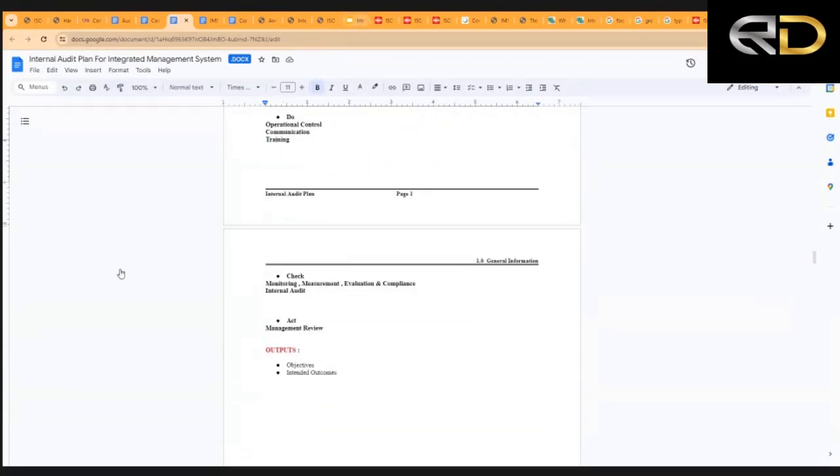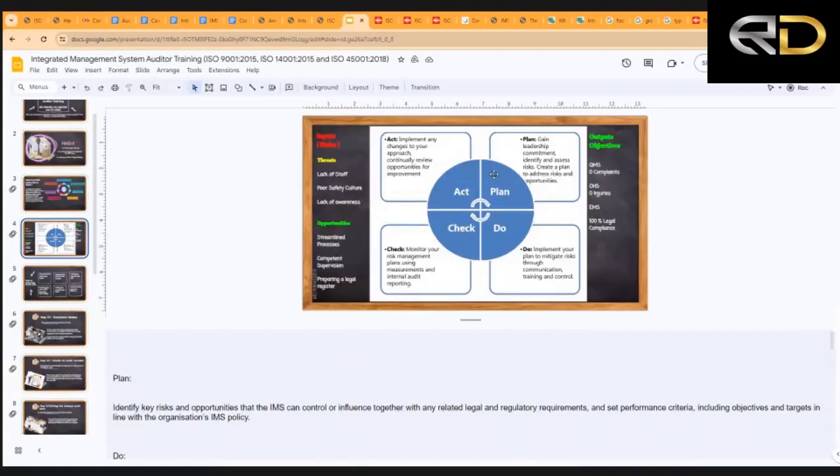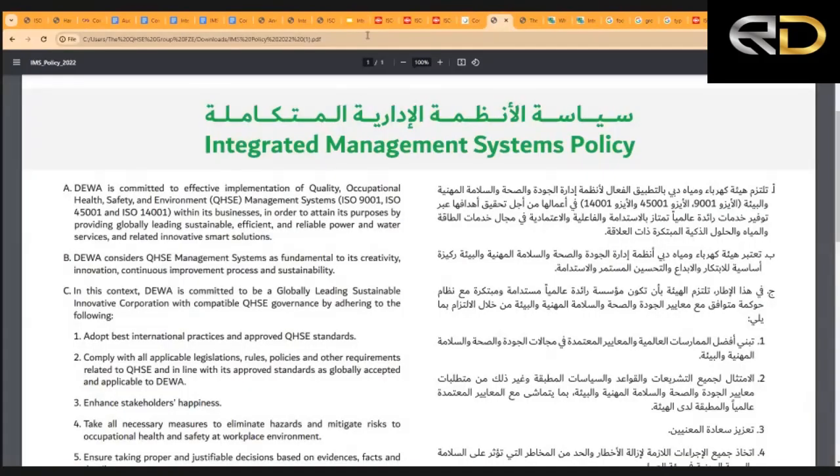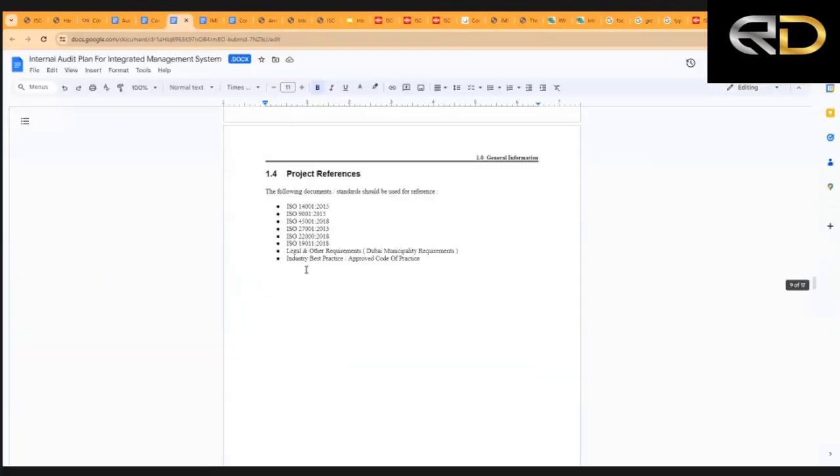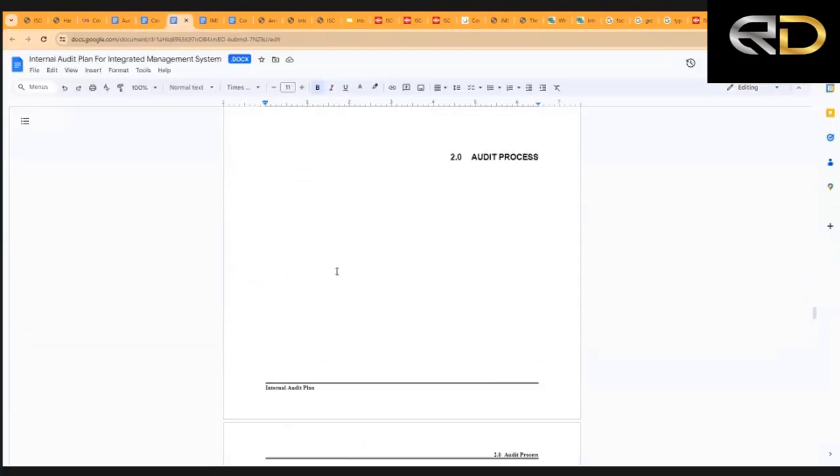So basically at this point, you are making sure that the auditees are up to standard with you. So you tell them the inputs, these are your risks. The process is this one, okay? And then the outputs, basically, these are the outputs that they want to achieve, what they said in the IMS policy statement of intent.